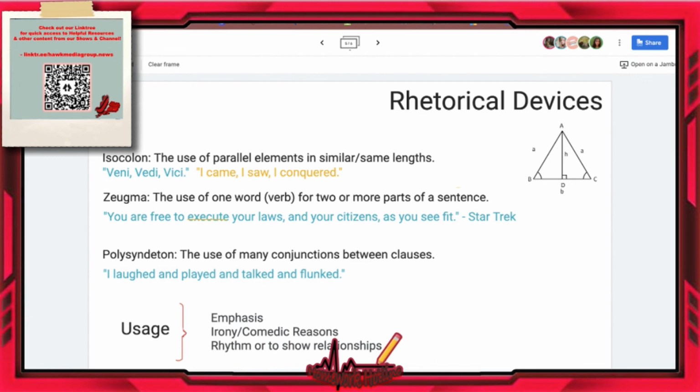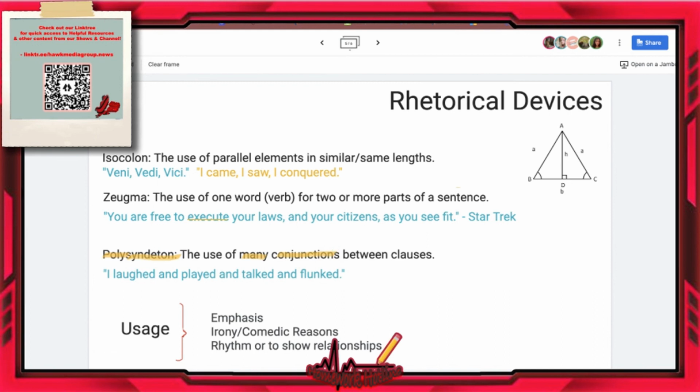And the last one we have today is a polysyndeton. So this is the use of many conjunctions between clauses. And I have found out today that there's a really easy way to remember this, and it's just by looking at the direct translation of the word. So the prefix poly actually means many. So we know that there's many in the definition. And syndeton actually means conjunction. So just by knowing what the word means, you have the definition set.